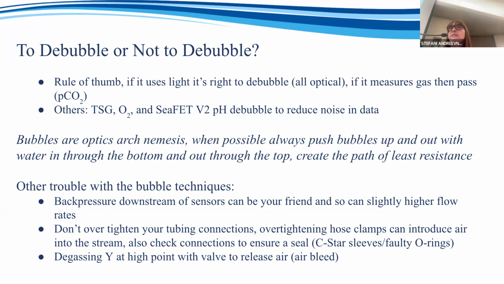Other troubleshooting techniques for bubbles: you can add a little bit of back pressure downstream. That can sometimes help. Have slightly higher flow rates. If you do start to see weirdness in your data, and I'll show some examples of bubbles in a minute, then always check your flow first, because a lot of the time it's a flow rate issue. Don't over tighten. Like I was just saying, if you over tighten, you can really easily introduce air into the stream. You can also work on designing something so you can degas. You can have a degassing Y at a high point with a valve that can help release air. So having an air bleed.